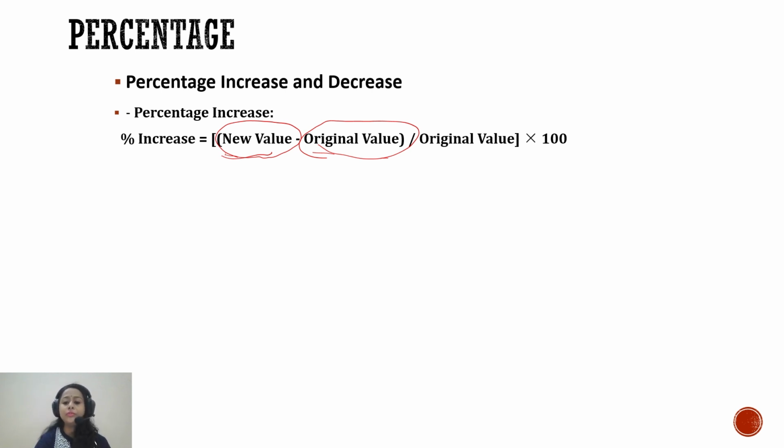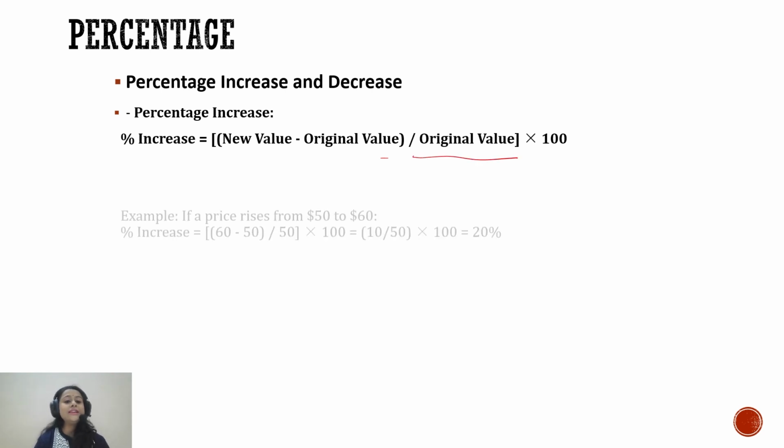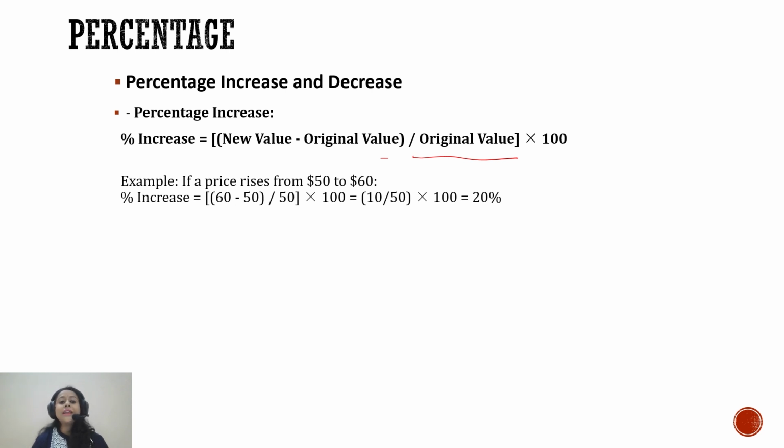It is a very simple formula, nothing complicated in it. Remember that in case of percentage increase, it is new value minus original value, by original value, not new value, into 100. Let us see a numerical example. Suppose the price of a product has increased from 50 to 60. What is my original value? The original value is 50, and the new value is 60, because the price increased from 50 to 60.